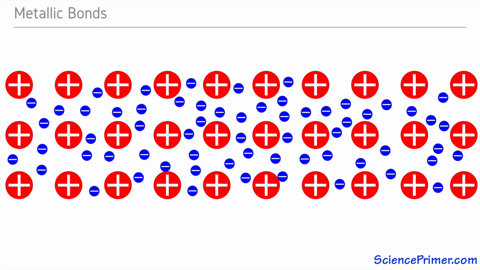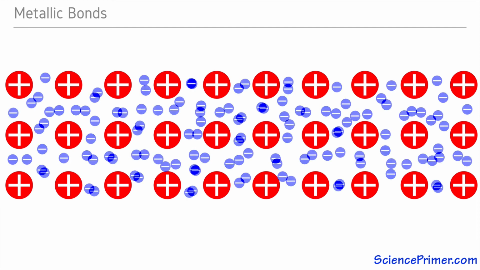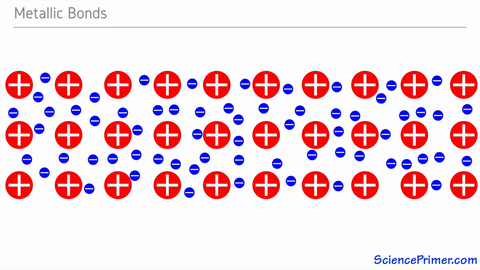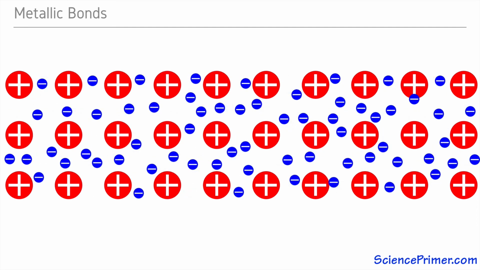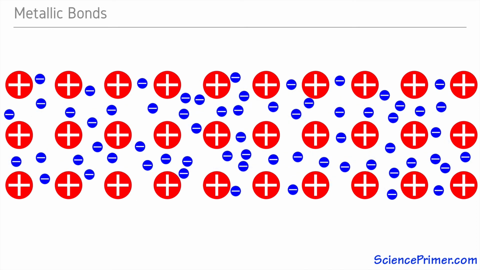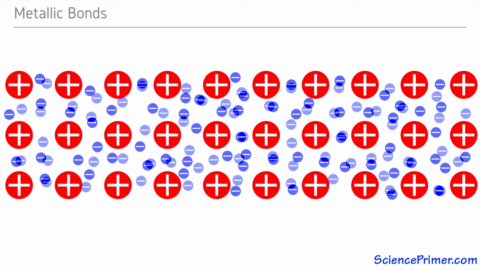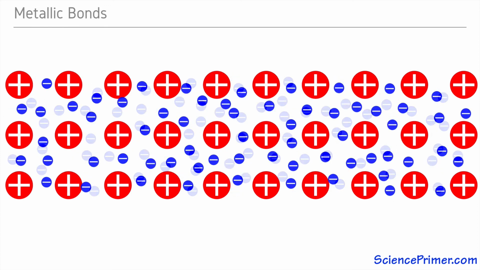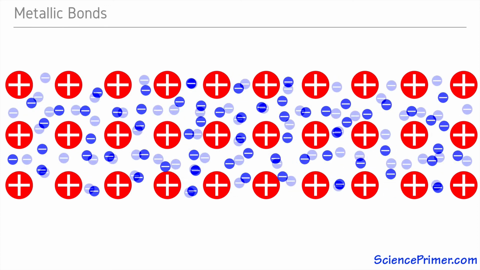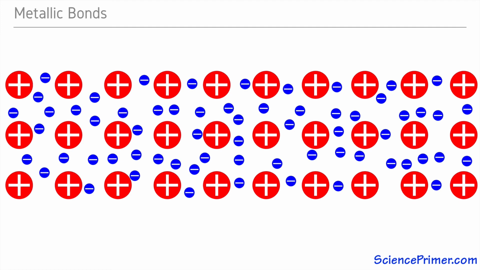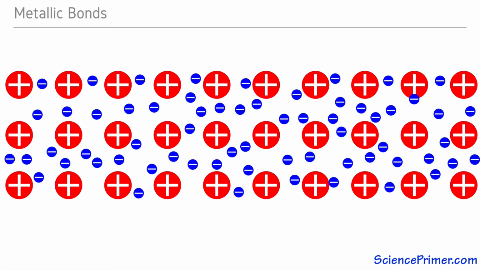The relatively loosely associated electrons are able to move between the atoms, essentially allowing all of the atoms to share the electrons. This is sometimes called the electron sea model, with a group of metal nuclei sitting in a sea of shared electrons. These free-flowing electrons give metals some of their distinct characteristics, including high conductivity and malleability.